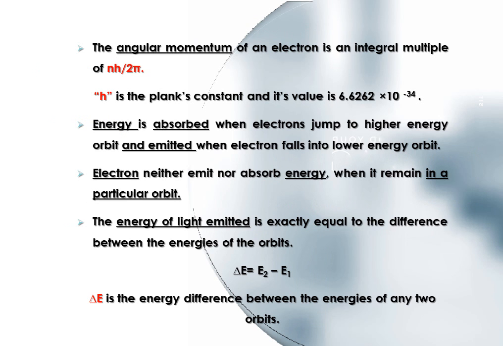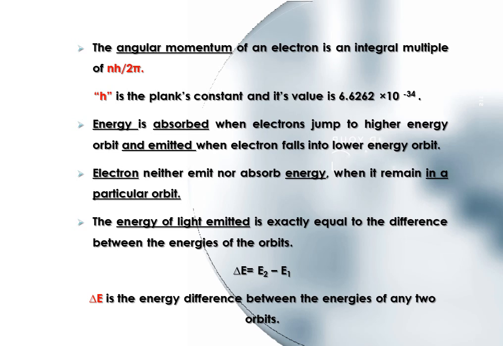The third postulate is that the angular momentum of an electron is an integral multiple of nh divided by 2 pi. It's a very important postulate. n shows the number of the shell in which the electron is present. h is Planck's constant, given by scientist Planck, and its value is 6.6262 multiplied by 10 raised to the power minus 34.